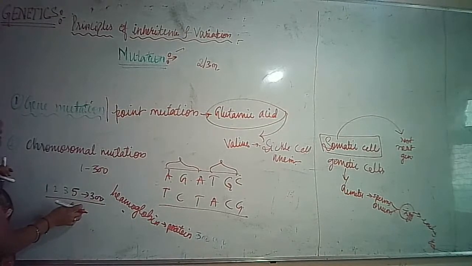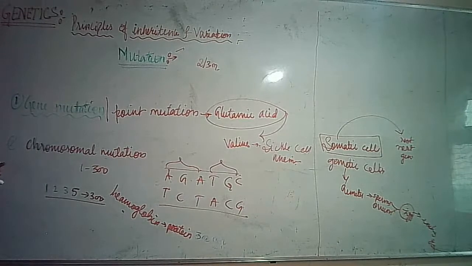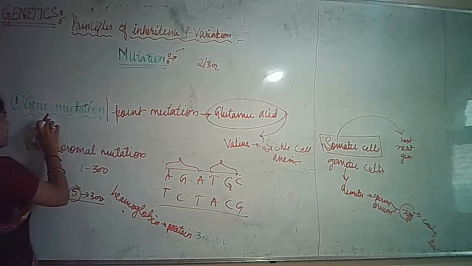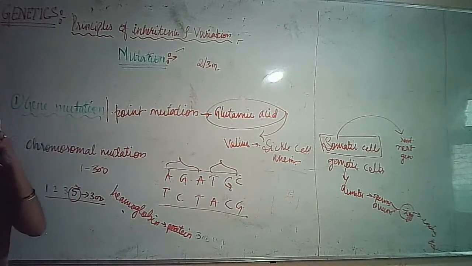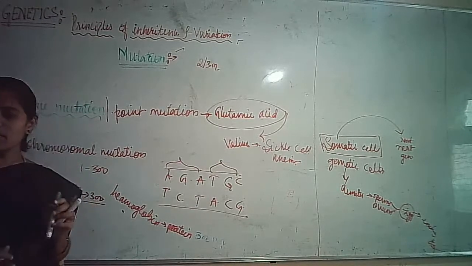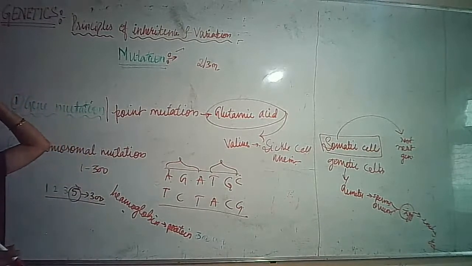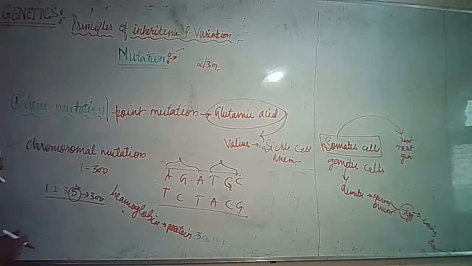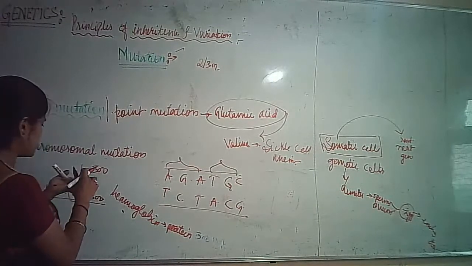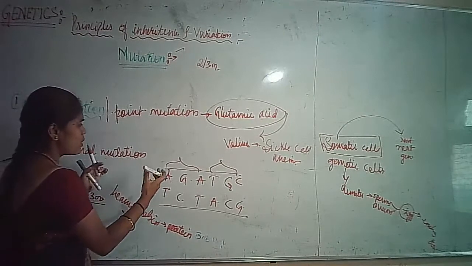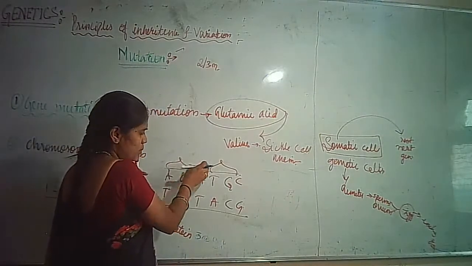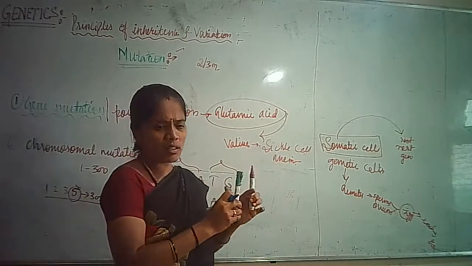So likewise, here what happens, beta? The mutation occurs at a particular point in the gene sequence, that is, in the DNA sequence. That is what we call gene mutation or point mutation. We can call it gene mutation or point mutation. Example: suppose this is coding for one amino acid, this is coding for another amino acid.